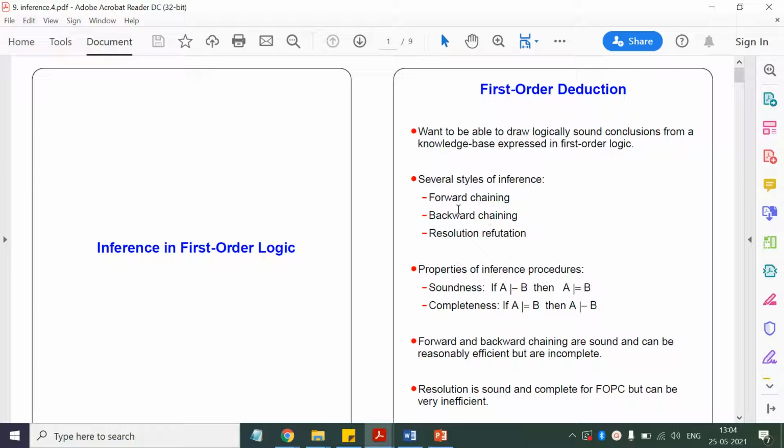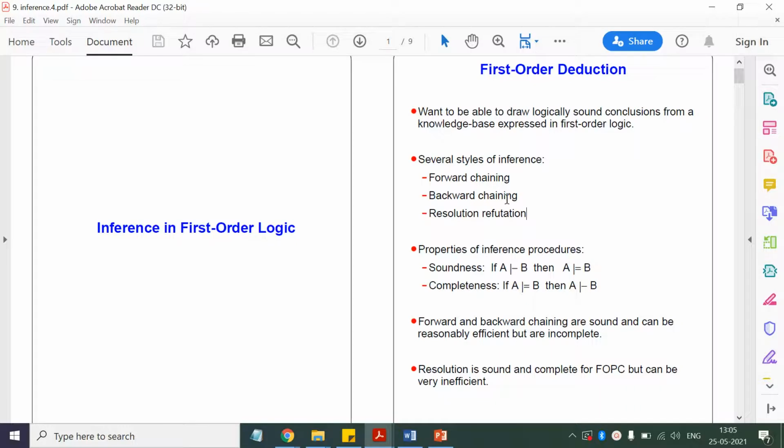The same techniques were there in propositional logic also. Okay, so their main working is the same, but it is extended for first order logic. And we measure the performance of any inference procedure by two parameters, that is soundness and completeness.